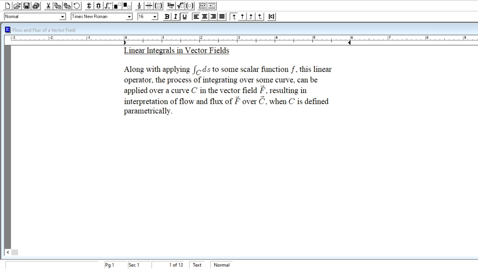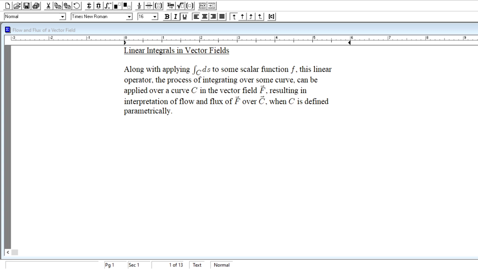Hey there, Calc 3 folks, back here with another lecture in our study of vector calculus. In this section, we are finishing up the section on the line integral, where we're going to look at line integrals now within the vector field, right?